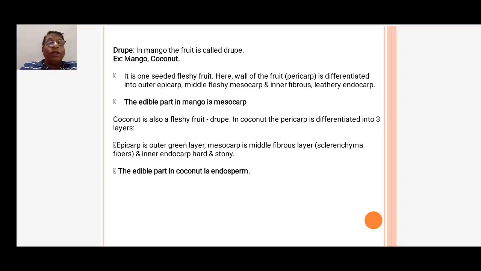Then, which is the edible part in coconut? The edible part in coconut is endosperm. Remember, ಎಳ್ನೀರಾಗಿದ್ದಾಗ ಲಿಕ್ವಿಡ್ ಎಂಡೋಸ್ಪರ್ಮ್, ಗಟ್ಟಿಯಾದಾಗ ಸಾಲಿಡ್ ಎಂಡೋಸ್ಪರ್ಮ್. The edible part in coconut is endosperm, not epi, meso or endocarp. Okay?